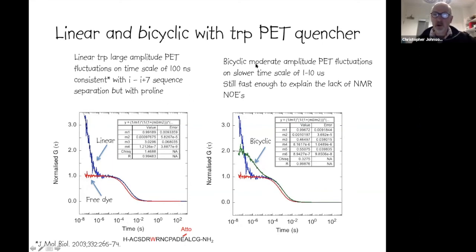When we look at the bicyclic peptide, which was the one we were interested in, we see much more moderated amplitudes of PET fluctuations during the diffusion, and these are on a slower time scale. And so this was fast enough to explain why we were unable to see any NOEs by NMR.